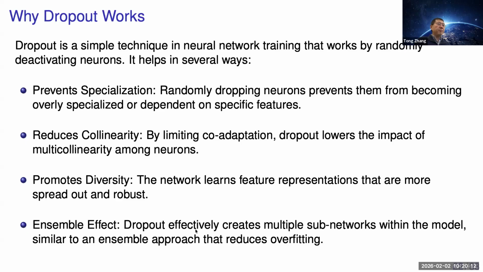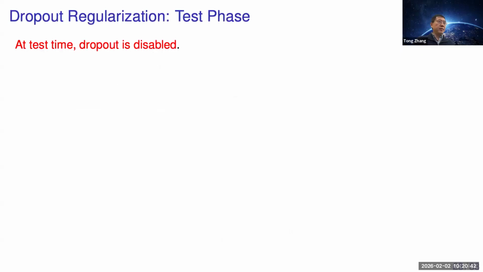There is also an ensemble effect. If you average over all of these, it's like an ensemble of subnetworks within this model. But anyway, I think these two are probably more essential. Maybe I'll put these two on top and remove one of the others. It's just to explain why it works, and it turns out that these are also related to diversity regularization.